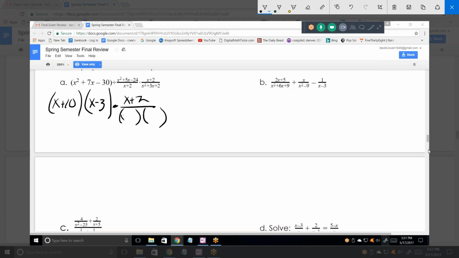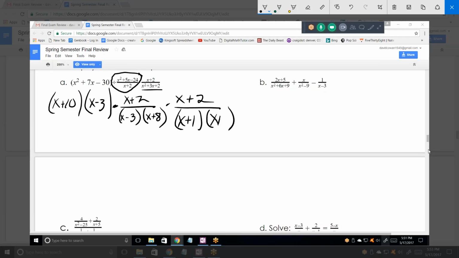And if I lose you, stop me. I don't want to lose you, for sure. X minus 3, x plus 8. So that takes care of that. I flipped and multiplied. I don't like what I'm seeing here. Factor this bottom. X plus 1, x plus 2. No, I guess we're all right.